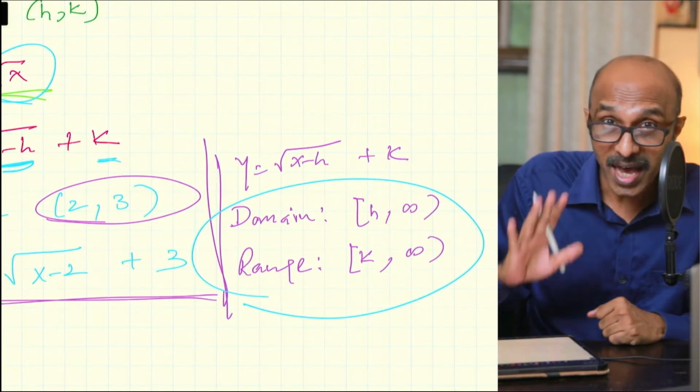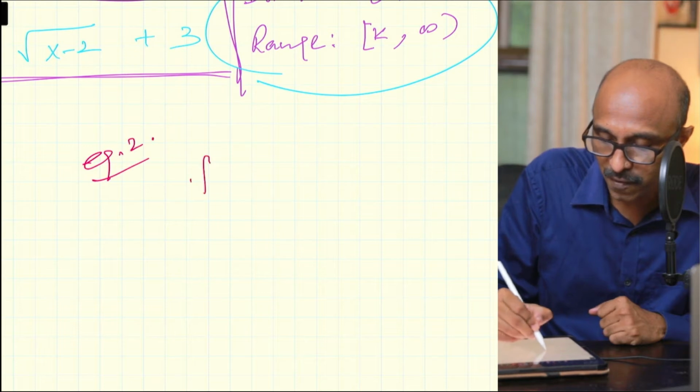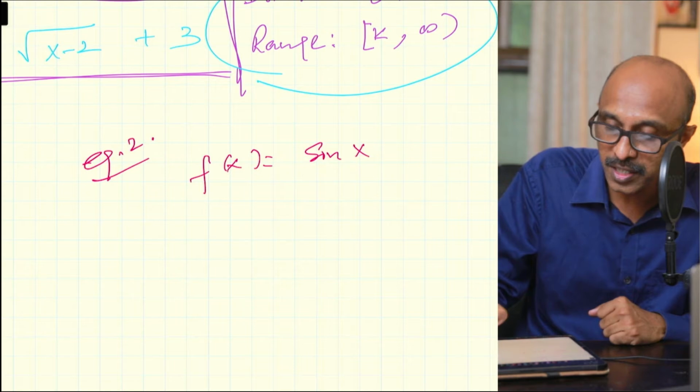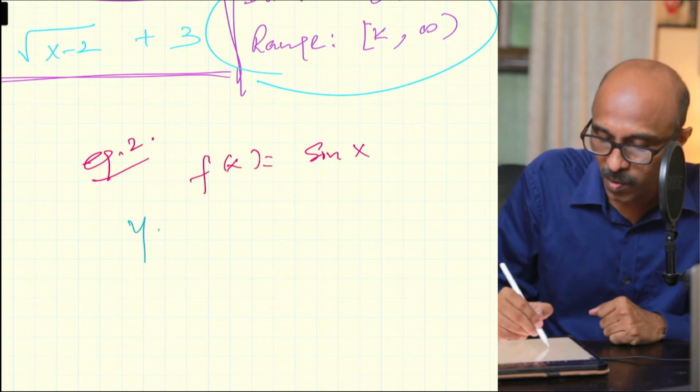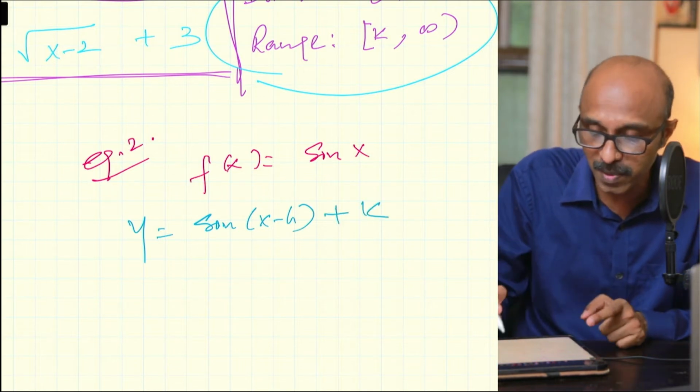Now, example 2, let's consider a trig function. Okay. So example 2, f of x, we are going to consider, let's say, sine of x. All right. So the translated equation would then be y is equal to sine of x minus h plus k. That's the same thing as saying f of x minus h, but f is sine.